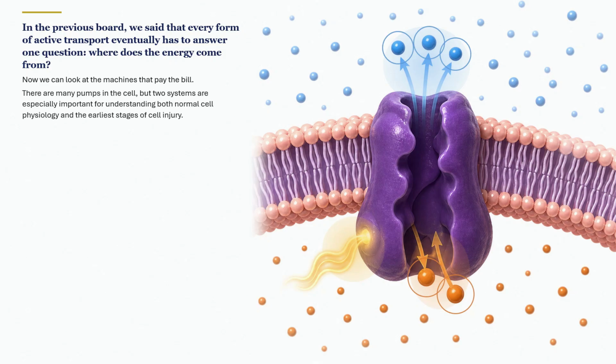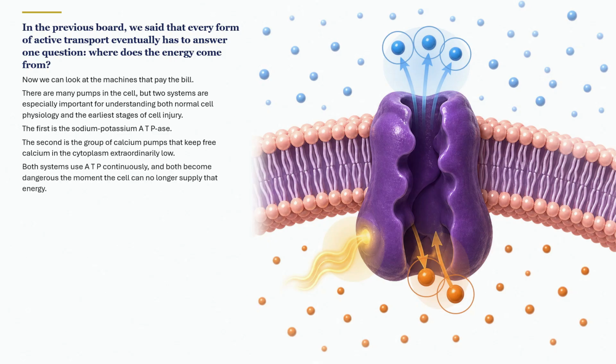There are many pumps in the cell, but two systems are especially important for understanding both normal cell physiology and the earliest stages of cell injury. The first is the sodium-potassium ATPase. The second is the group of calcium pumps that keep free calcium in the cytoplasm extraordinarily low. Both systems use ATP continuously, and both become dangerous the moment the cell can no longer supply that energy.